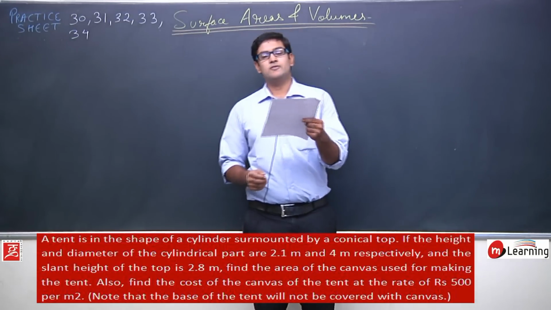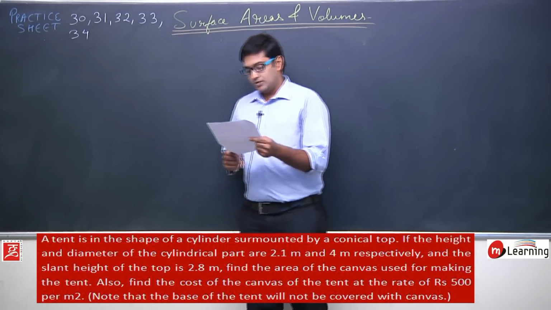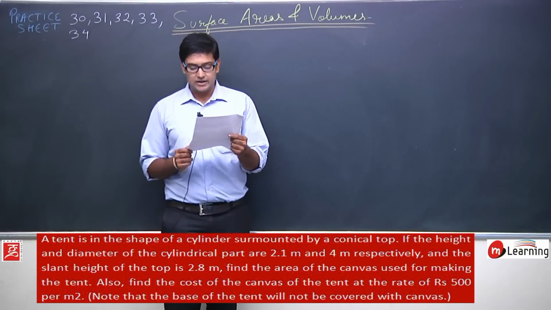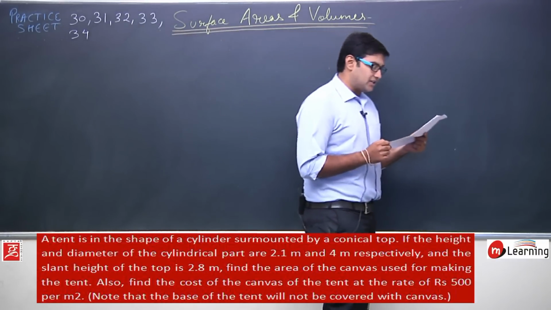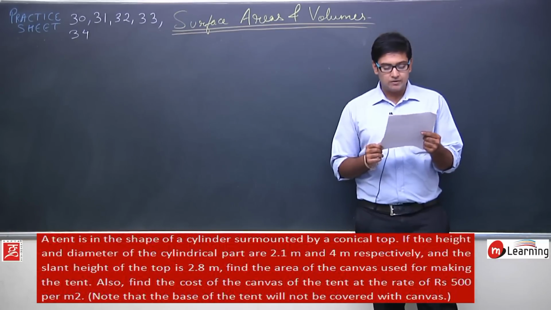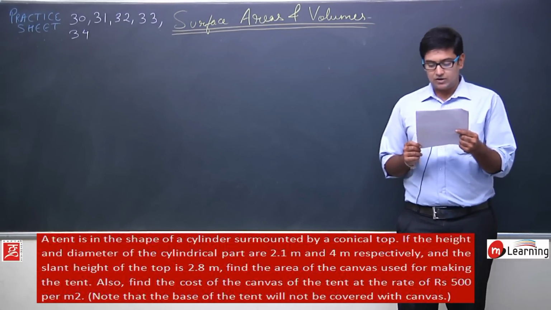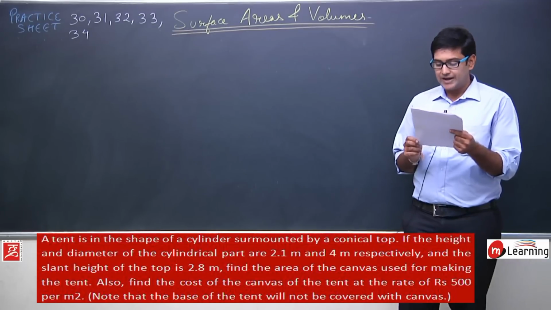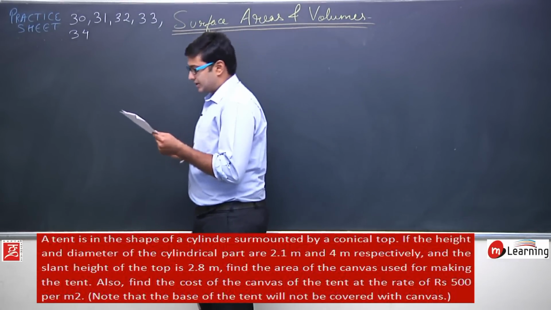Okay, let us now solve the next question from the practice sheet, that is question number 30. Question number 30 says, a tent is in the shape of a cylinder surmounted by a conical top. If the height and the diameter of the cylinder part are 2.1 meters and 4 meters respectively, and the slant height of the top is 2.8 meters. Find the area of the canvas used for making the tent.